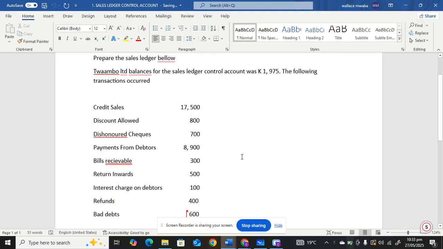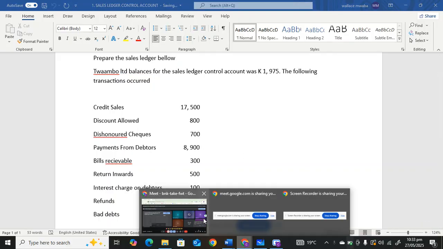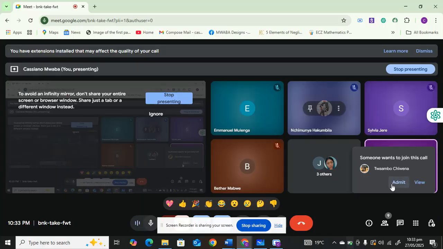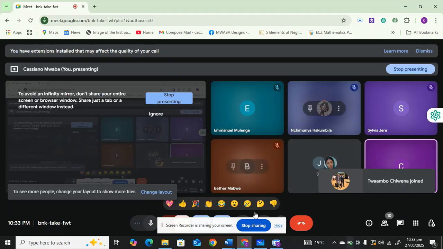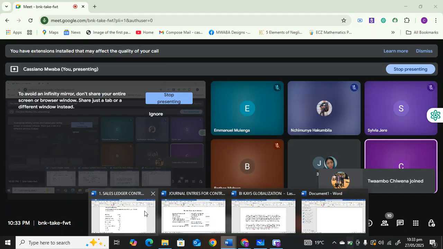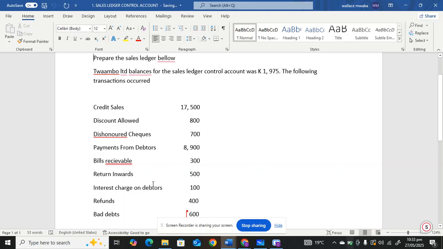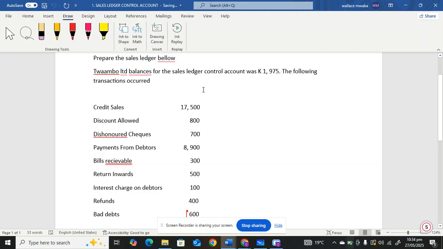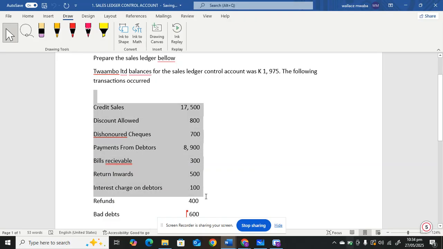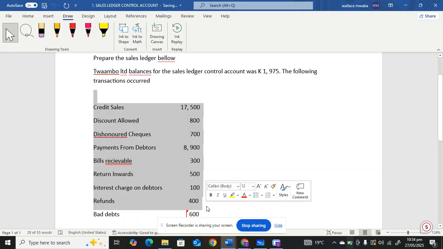Right? So the sales ledger control account is an asset account, because remember, a receivable is an asset. So this control account is treated like an asset account. And I believe we remember the double entry rules. An asset account increases with what and decreases with what in terms of debit and credit? It increases with debit and decreases with credit.